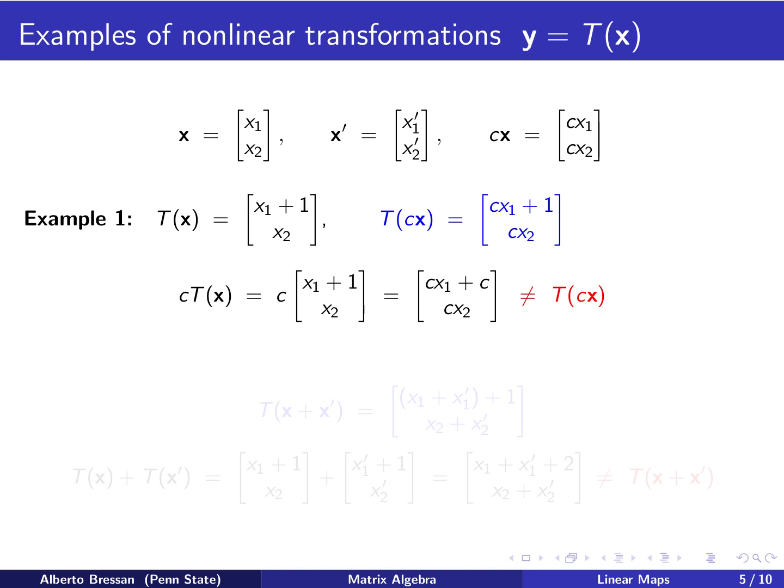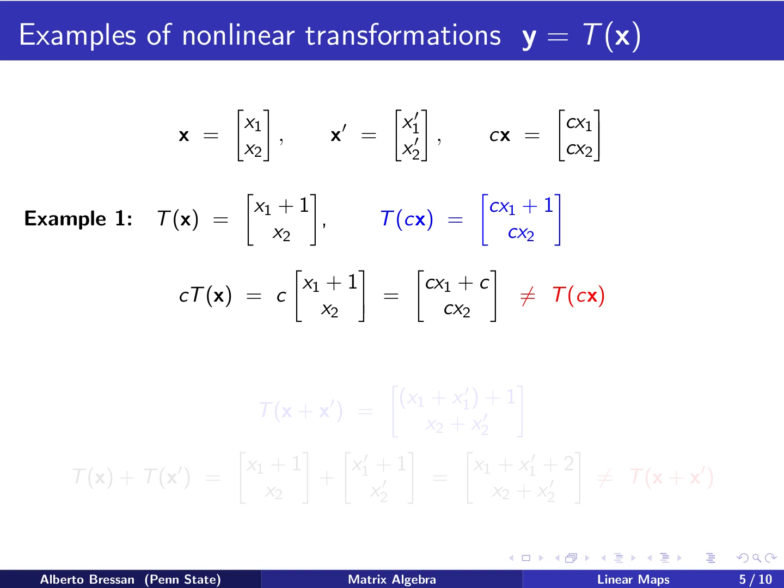Let's verify. Let's multiply x with a scalar number c. So cx would be the vector cx1 and cx2, right? And then you perform the transformation. Then the first element becomes cx1 plus 1, because that's the transformation, and the second one is cx2. So we want to verify if this is equal to the scalar multiple of the transformation of x.